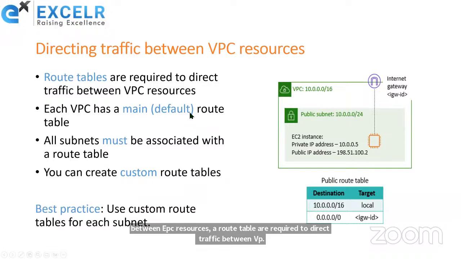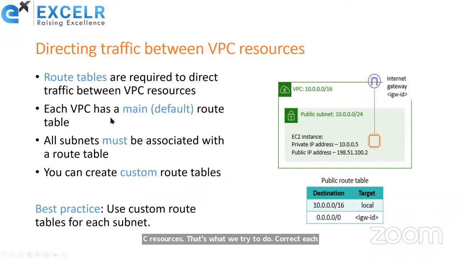Each VPC has a main default route table. As I told you, it has a main default route that is created with a local VPC route. You can see this 10.0.0.0 we have done before, correct? That is what it is trying to show. All subnets must be associated with a route table. Yes, that's what we have done. We associated the private route table to the private subnet and the public route table to the public subnet, correct?